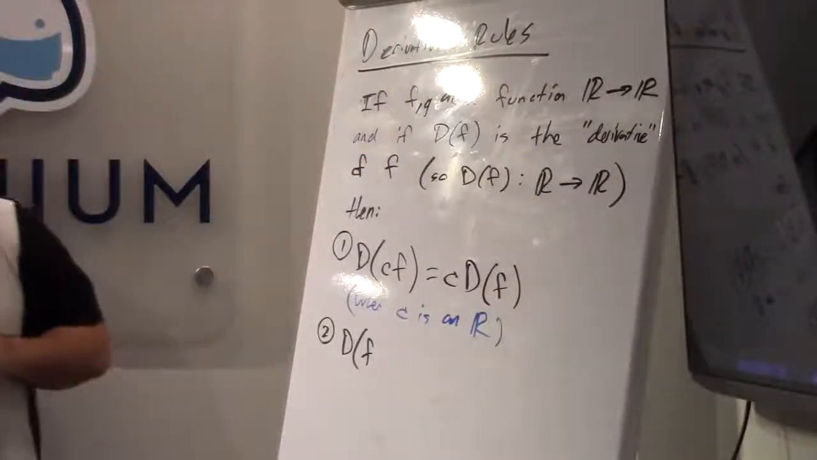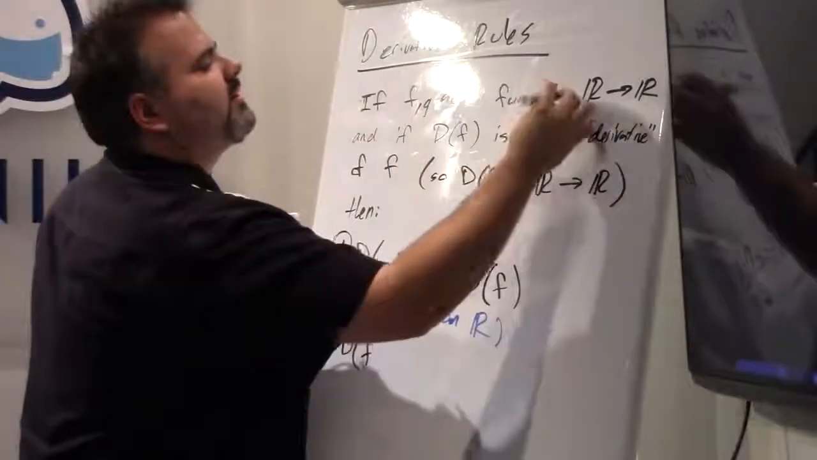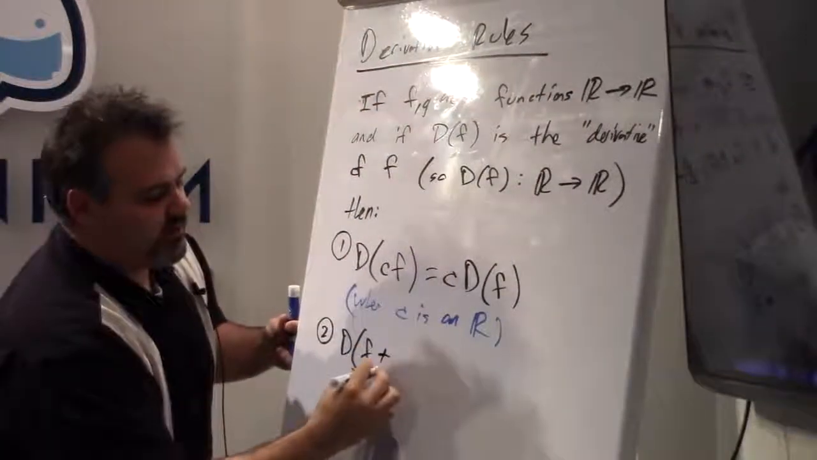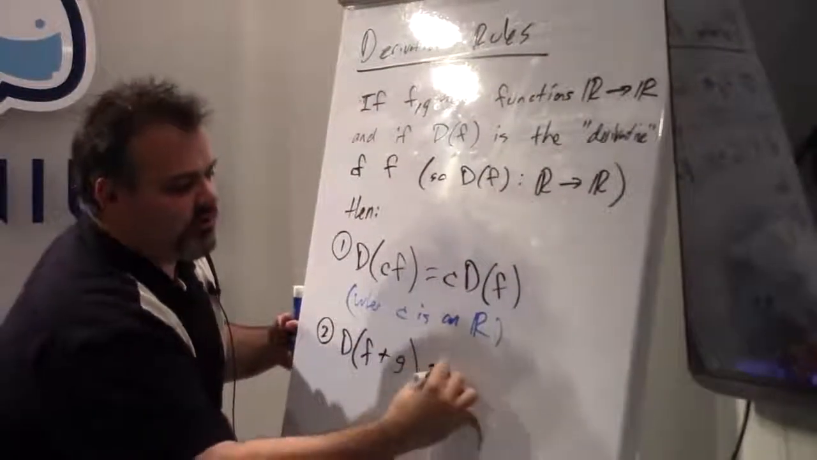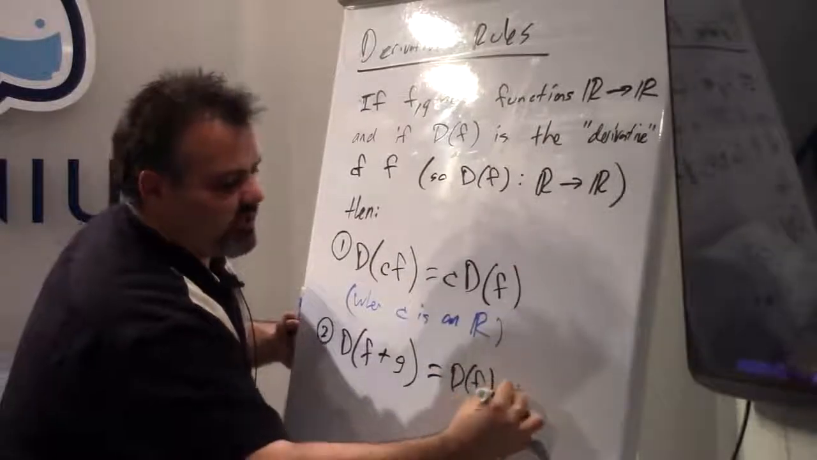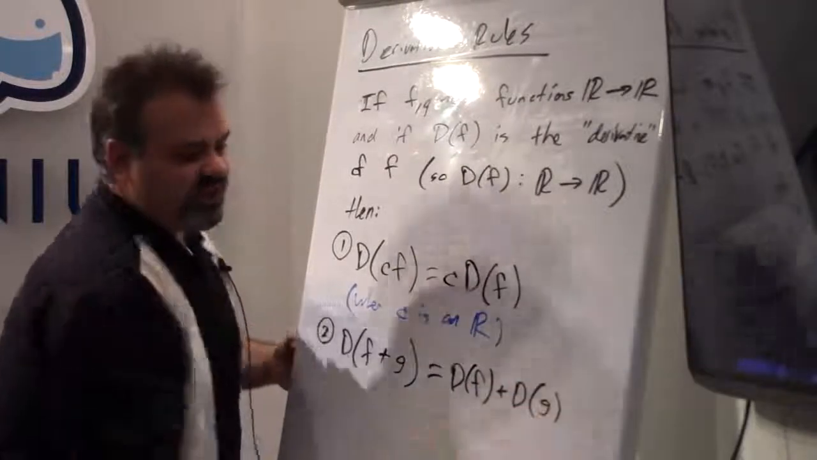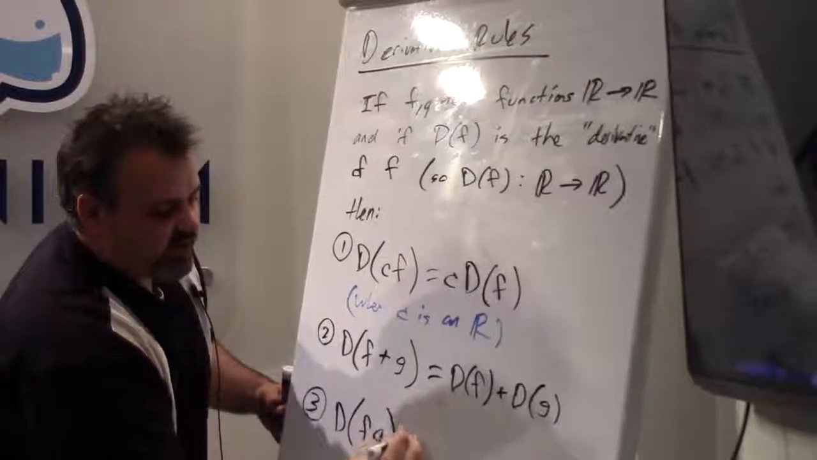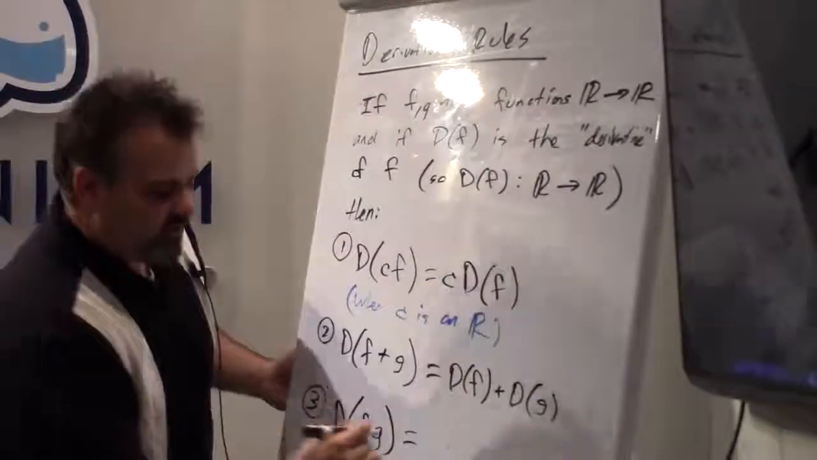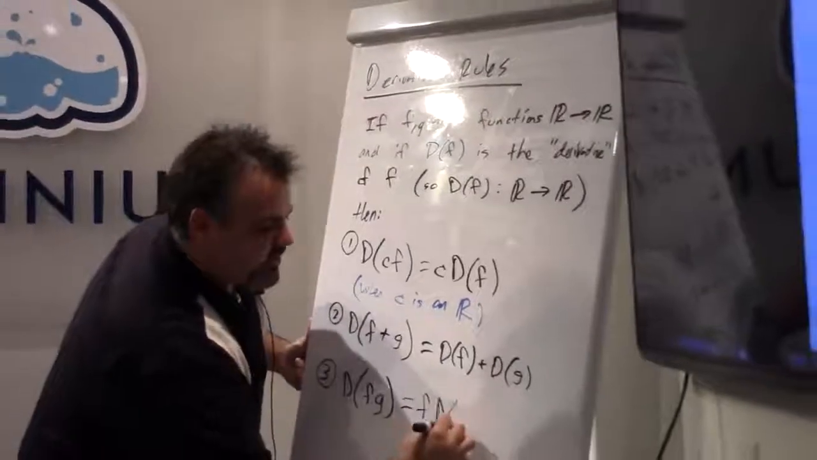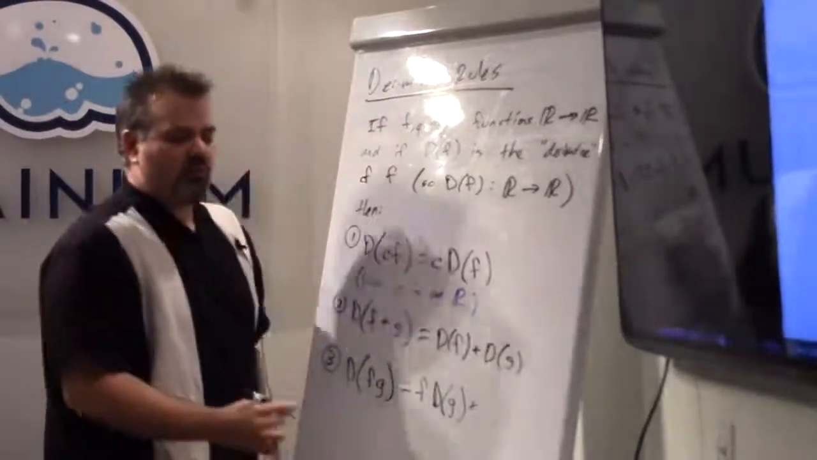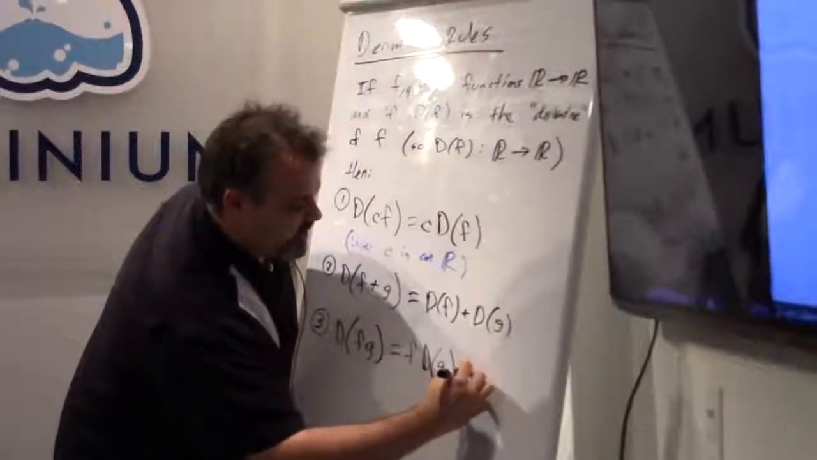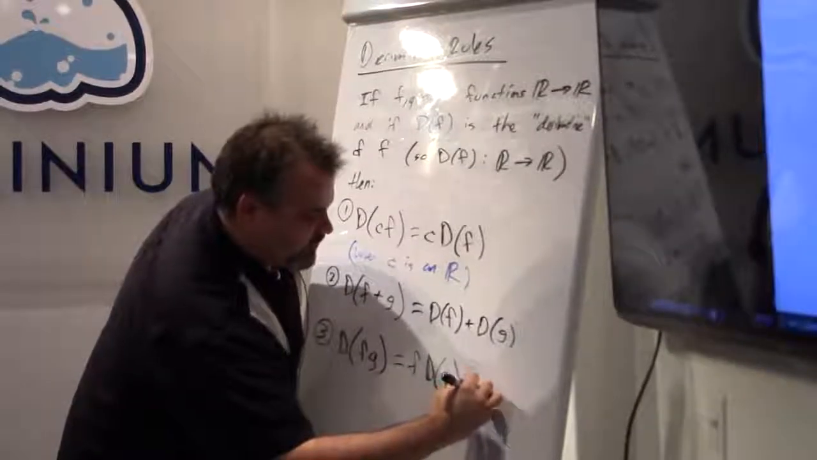Sorry, if f and g are functions, we have a sum of functions. We take the derivative of each piece separately. If we have a product of functions, there is this strange thing we can do to find the derivative of a product of two functions.